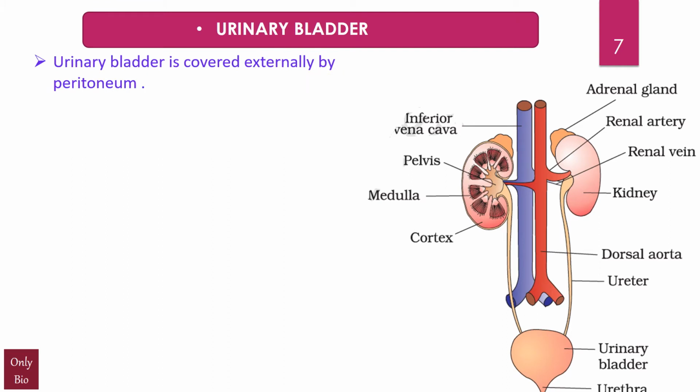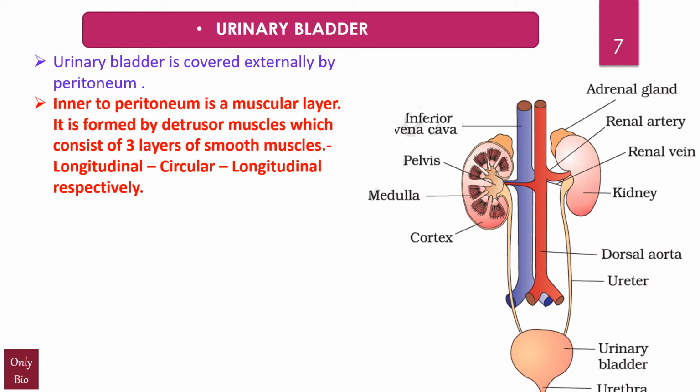The urinary bladder is covered externally by the peritoneum. Inner to the peritoneum is a muscular layer formed by detrusor muscles, which consist of three layers of smooth muscles. First is the longitudinal layer, then the middle one is the circular, and the inner one is the longitudinal layer, respectively.